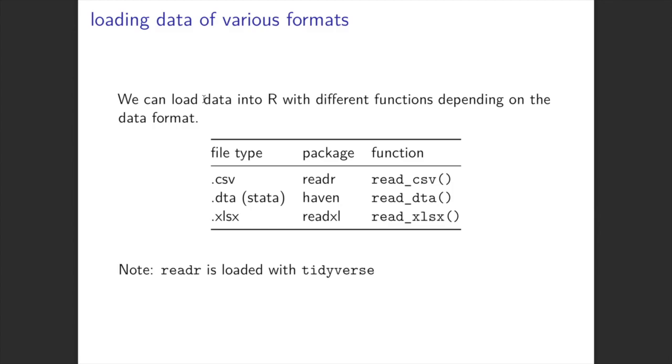It's no different than you reading a CSV. We have a set of functions that are very similar with the same format. It goes read underscore and then a file extension type. So we have read underscore DTA and read underscore XLSX. And otherwise, they're very similar functions.